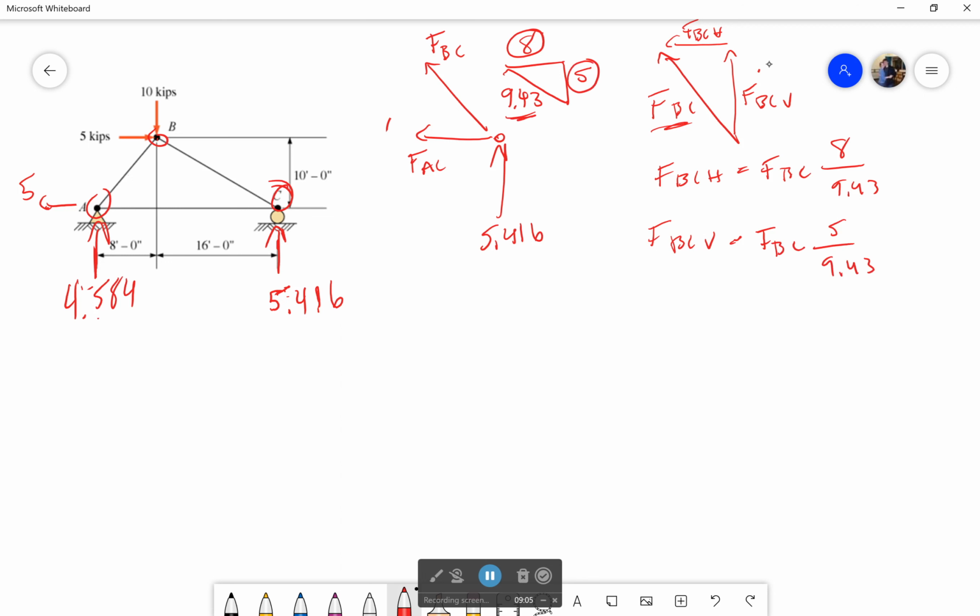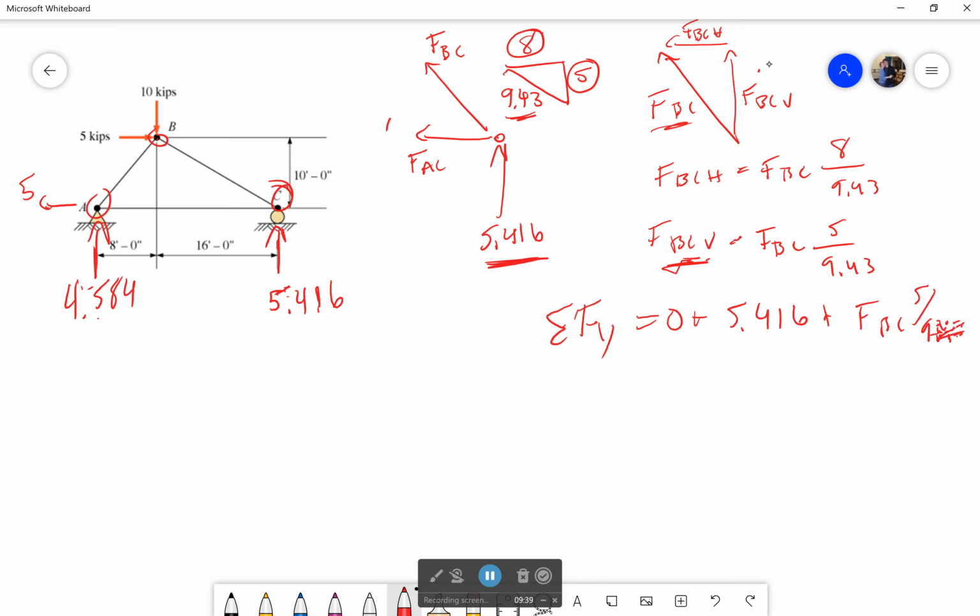And now I can just forget that force BC exists, and I can put it all in terms of the horizontal and vertical components. Now if you look at this, only force BC has a vertical component. And there's only one other force in the vertical direction, which means that we can use our sum of the forces in the y direction, or the vertical direction, to solve for force BC. So I'll do that. So sum of the forces in the y is going to be equal to 0, be equal to 5.416 plus force BC times 5 over 9.43.